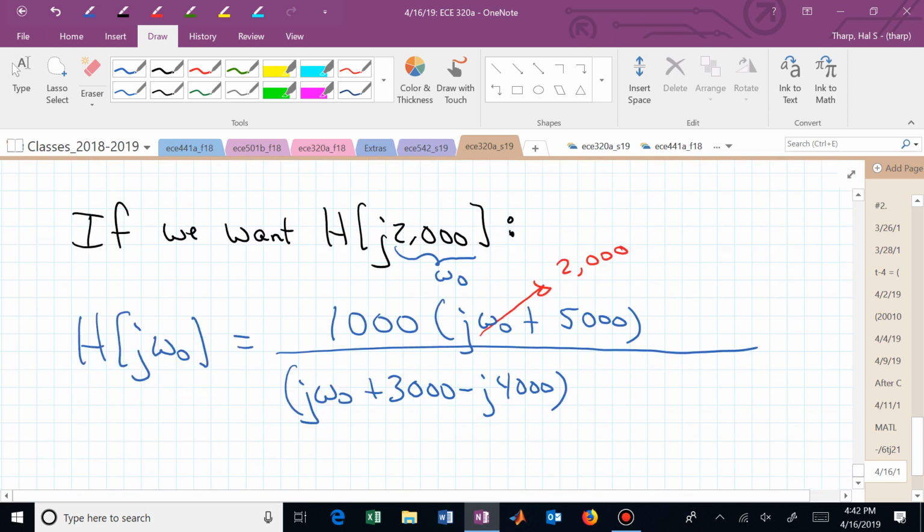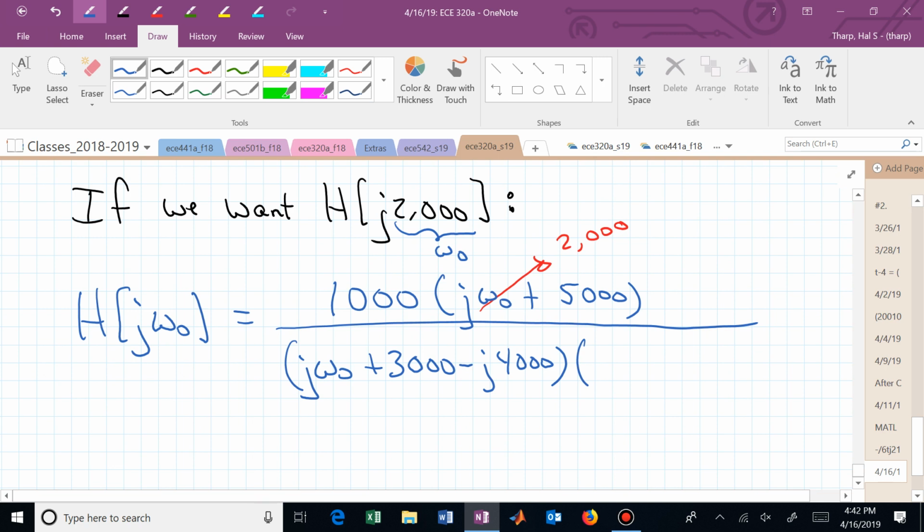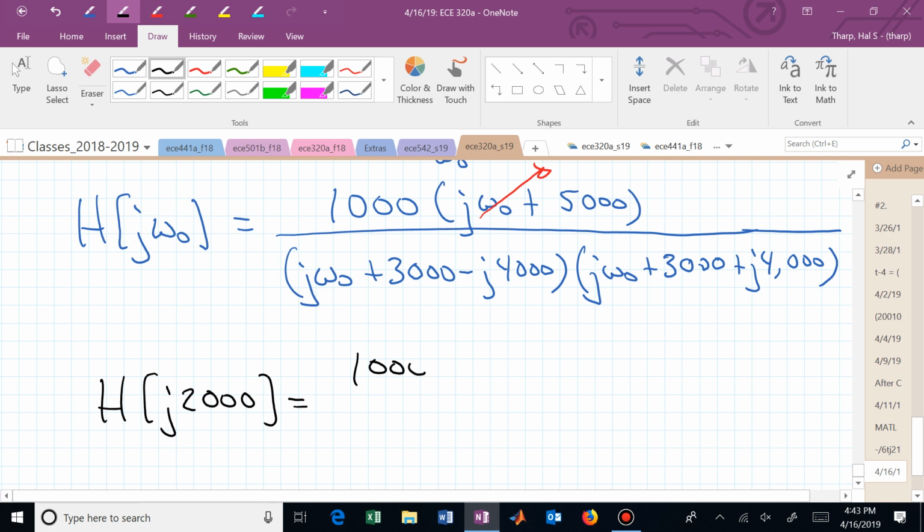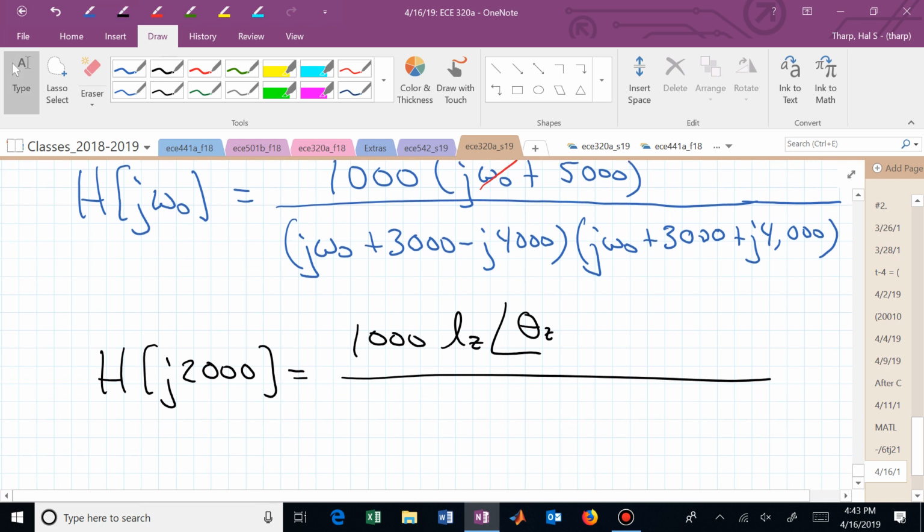And finally, the factor associated with the pole in the third quadrant, we have j omega naught plus 3,000 plus j 4,000. Or, in terms of what we sketched, we would have 1,000 times the length from the zero at that angle of the zero. The second quadrant pole is LP1 at an angle of theta P1 and LP2 at an angle of theta P2.